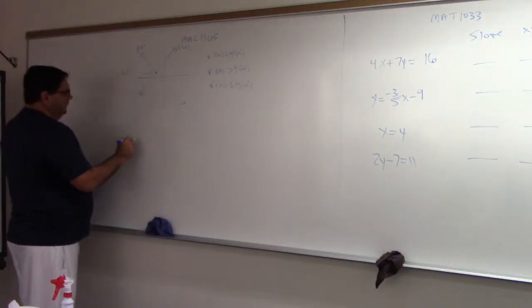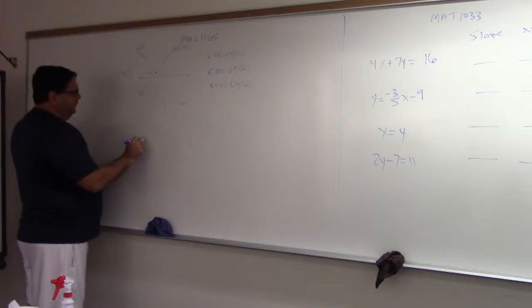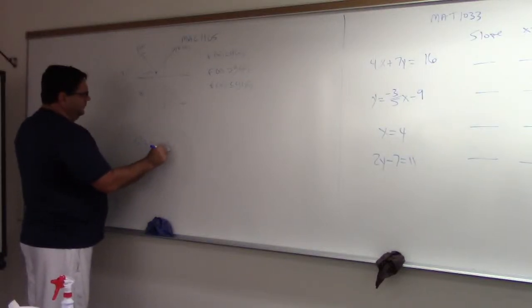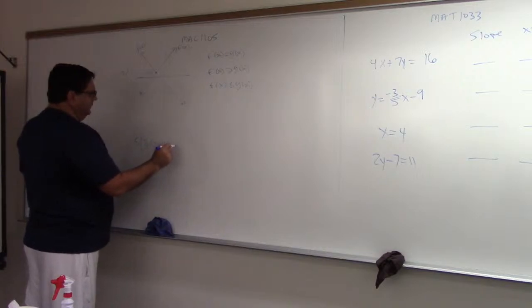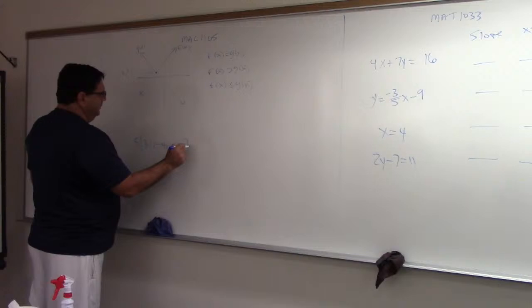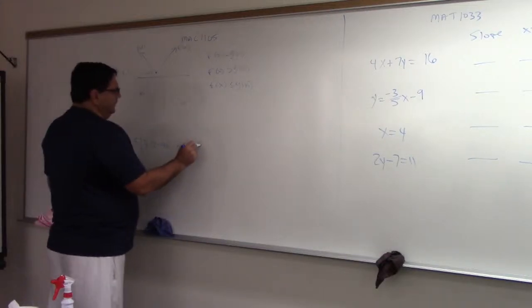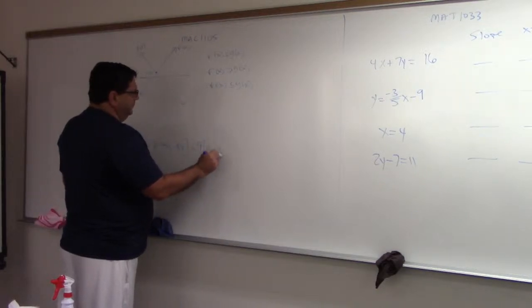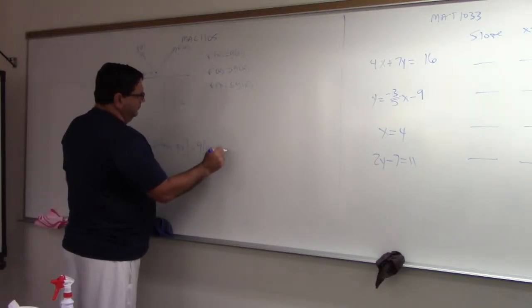And if you get done early, let's try this. 5, 3 minus 2 minus 4x minus 8x equals 9, 4 minus 2x minus 3.